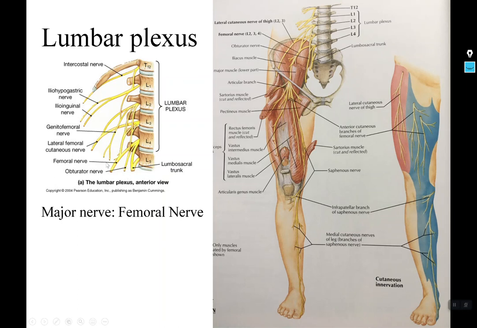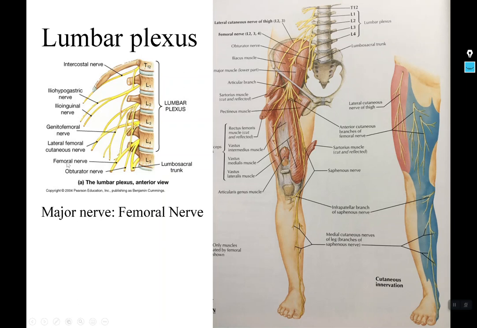Genitofemoral nerve we'll come back to because this is the one that innervates the sensory and motor structures of the genitals for both males and females. So this is the one where if an injury breaks it, you no longer have sexual function. And then lateral femoral cutaneous nerve is what it sounds like. So it's the leg skin as opposed to leg muscle and leg sensors.